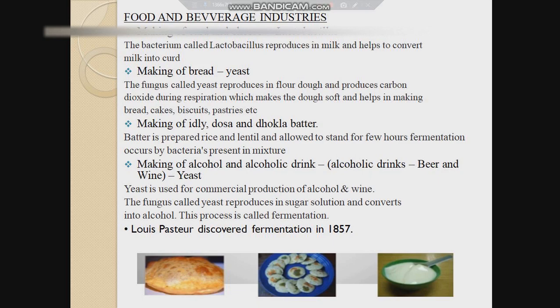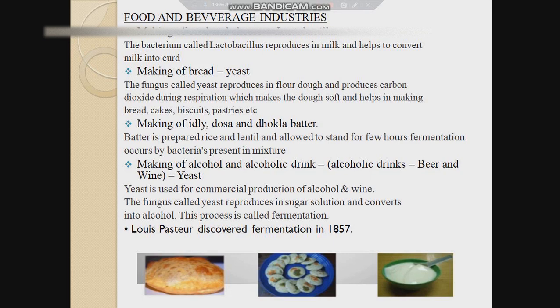Microbes are also used in manufacturing alcohol and alcoholic drinks. Alcoholic drinks like beer and wine. You have seen that during fermentation of sugar by yeast, alcohol is produced as a result. The process of fermentation of sugar by yeast is used in the manufacture of alcohol and alcoholic drinks such as beer and wine. One of the main differences between wine and beer production is the source of the sugar. Wine is prepared by fermentation of sugar in grapes, and beer by fermentation of sugar in germinating barley.